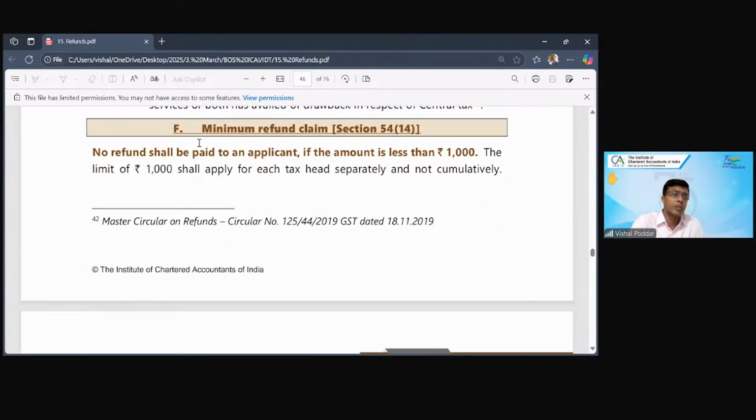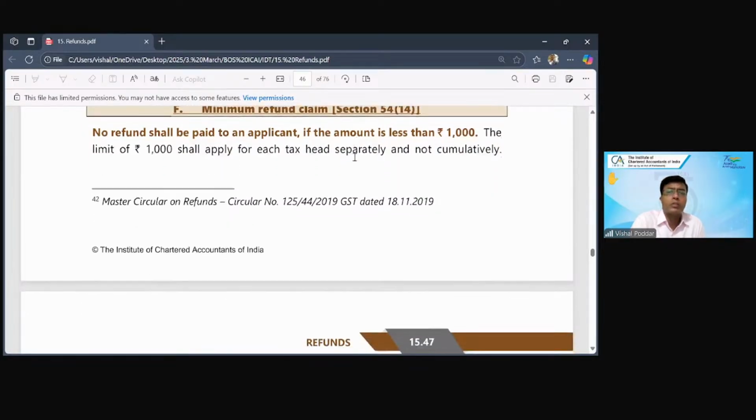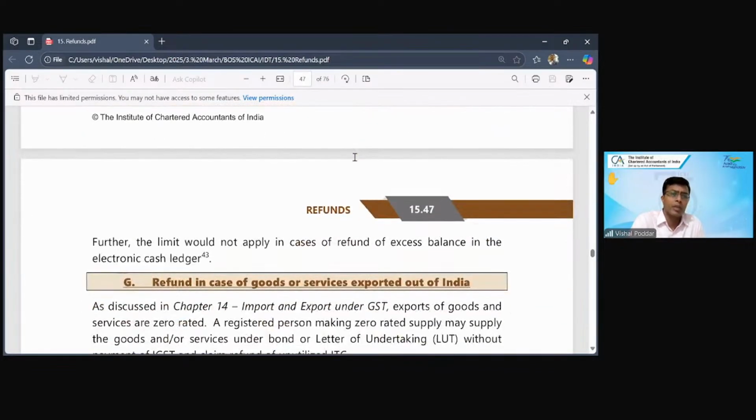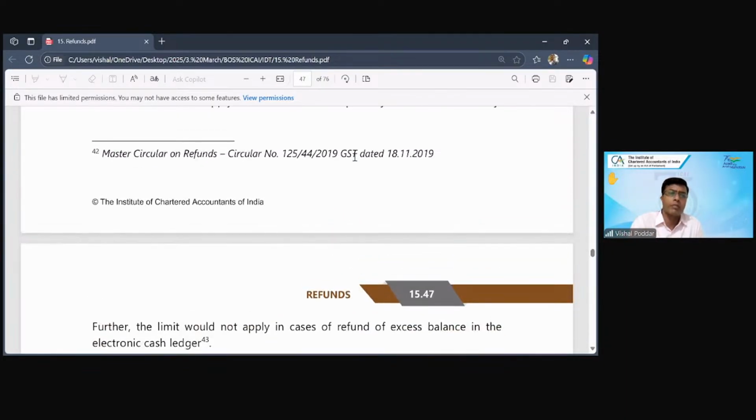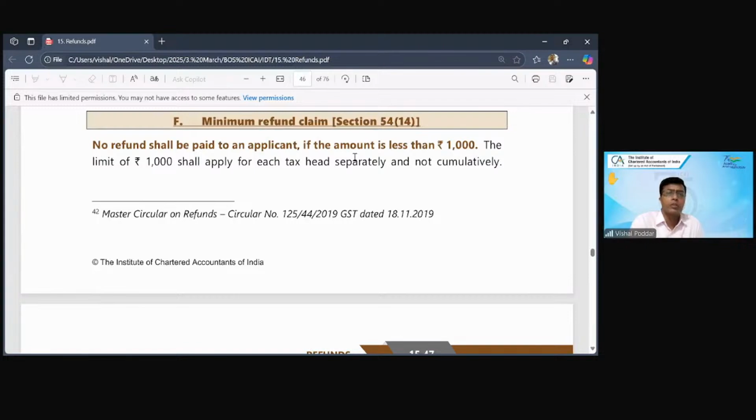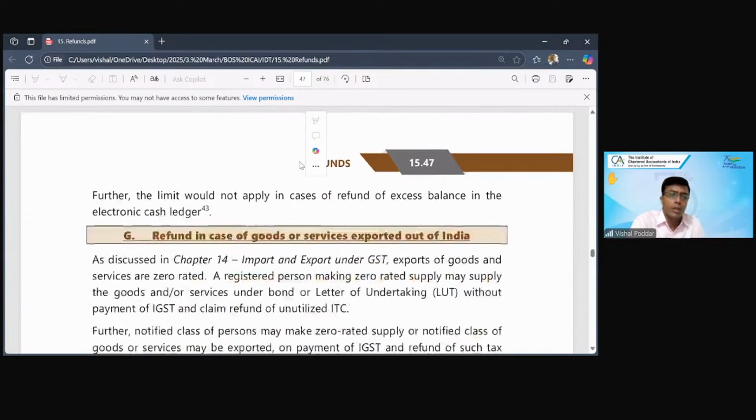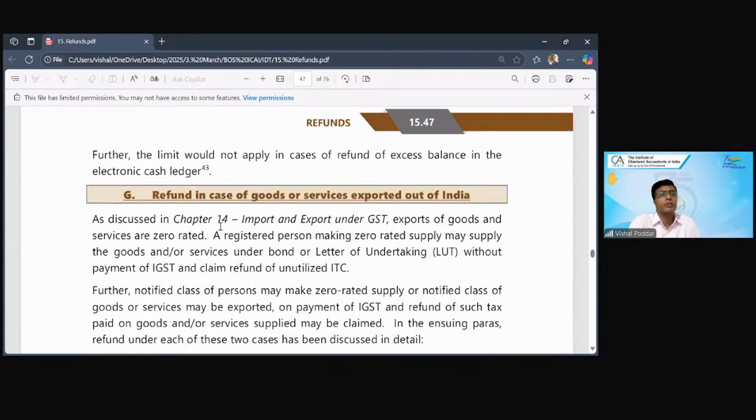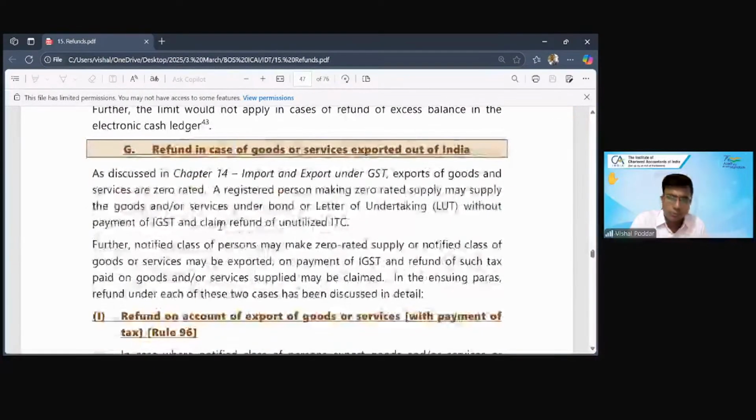Next, some more restrictions. No refund shall be allowed if the amount is less than 1,000. In short, they will not allow refund for a very small amount, because all this refund is already cumbersome. So if the amount is below 1,000, they have clarified it is 1,000 for each tax. So maybe the total refund is more, but tax-wise, CGST, SGST, IGST each is less than 1,000, then I will not allow you the refund of such a very small amount.